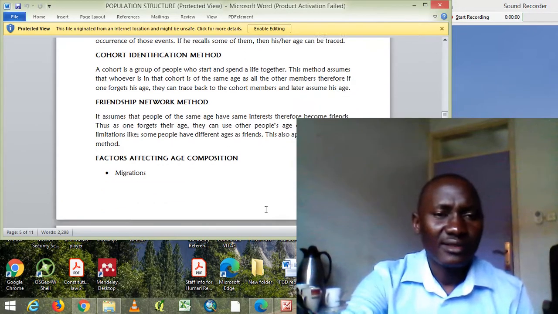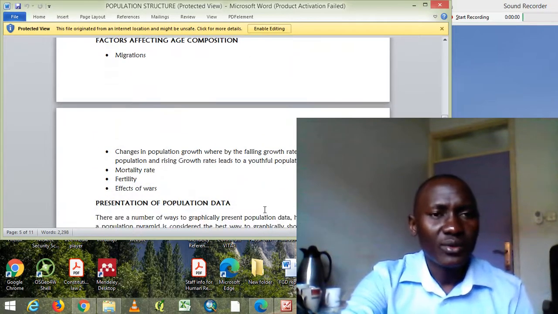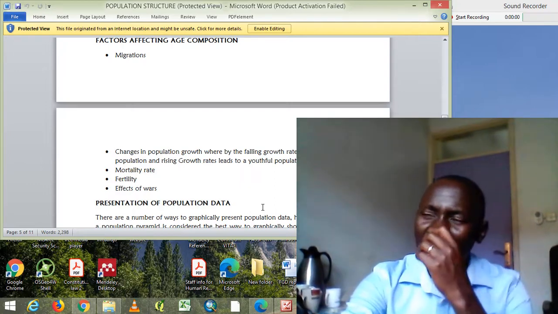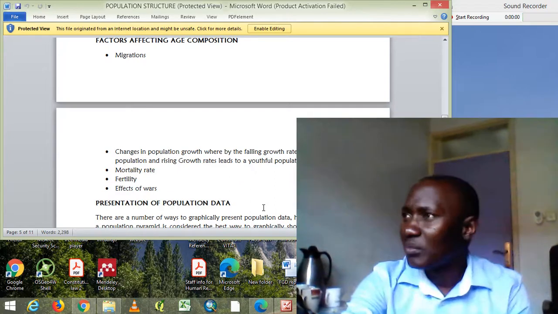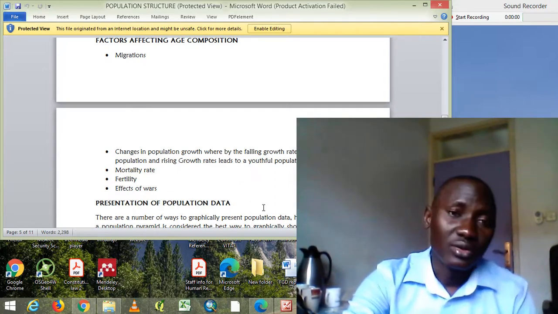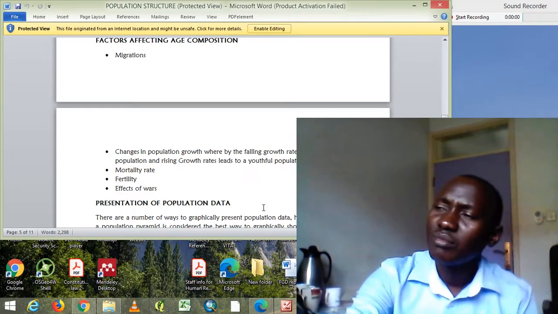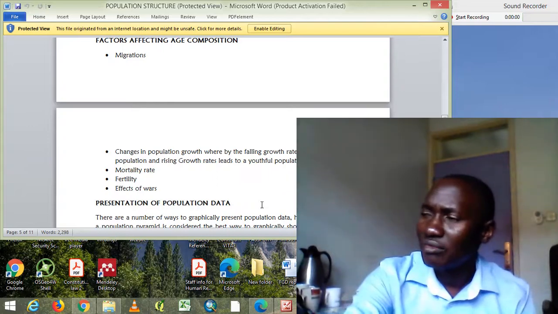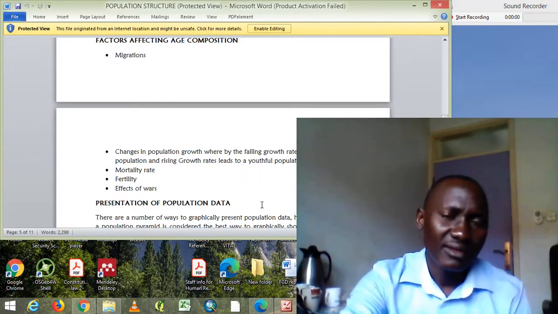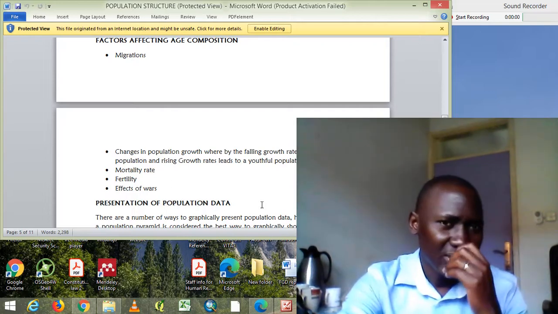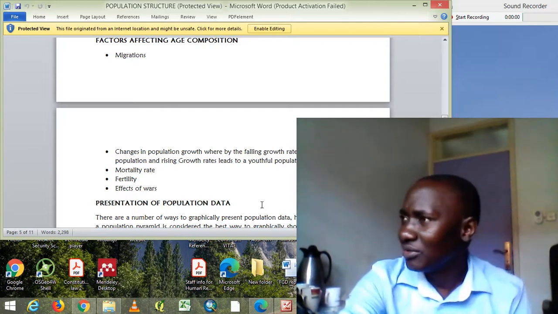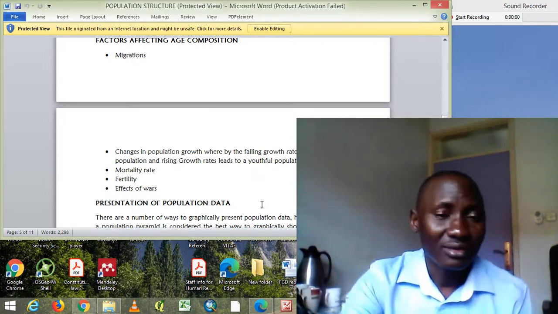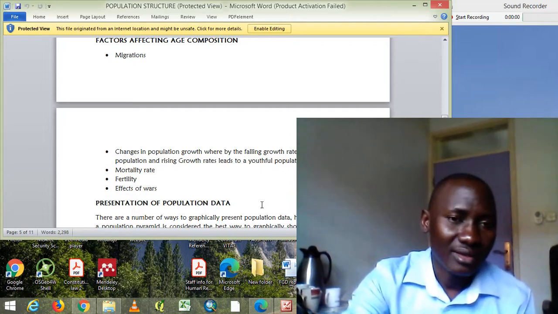What are the factors influencing the age composition of a population? One of them is migrations. Migrations affect the age composition of the population, because like I've already told you, the young energetic people tend to move more than the old. How many younger people are going, for example, to the Middle East to look for jobs? These ones who are working as cab drivers, security guards, house helps in the Middle East. It's younger people, fresh graduates from university. The old ones like us, even if I wanted to go, they will not accept me, because my age does not favor me. They want younger people who are quite energetic and quite mobile.